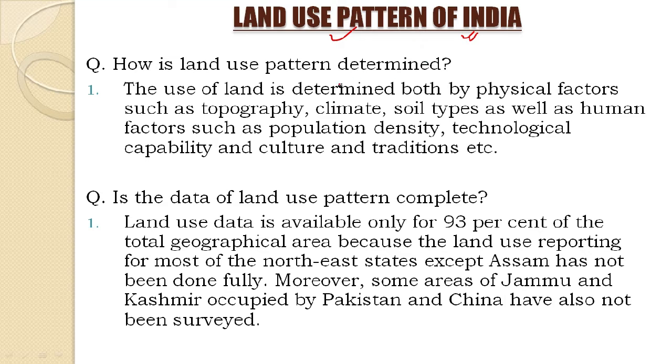How is land use pattern determined? Students, we see that land use pattern is determined by two factors. They are physical factors and they are human factors. Now what types of physical factors are there? There are topography, the difference in the height of different types of landforms.